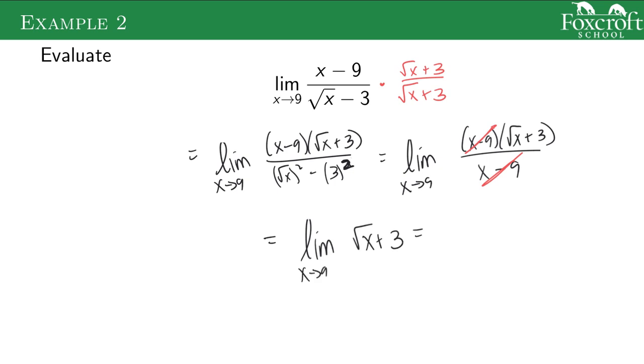And now that I've canceled something out, I evaluate my limit by plugging in the number. The limit notation goes away because I actually plugged in the number. And this is going to give me 6. So when you recognize that square roots are in your expression and you get 0 over 0, that's your clue to use the conjugate.